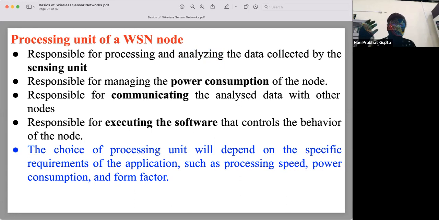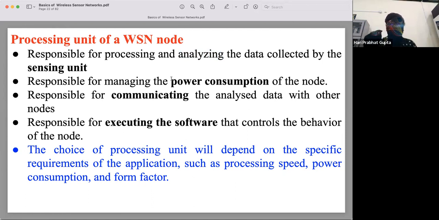How they can reduce the power consumption, this is their responsibility. So, for example, take analysis. You can check whether the temperature is more than the threshold, and only then transmit this data. Else just drop it. If we drop the data, we can save the communication energy, not only of that node, but also the communication energy of the relay nodes. So this is the responsibility of the processing unit.